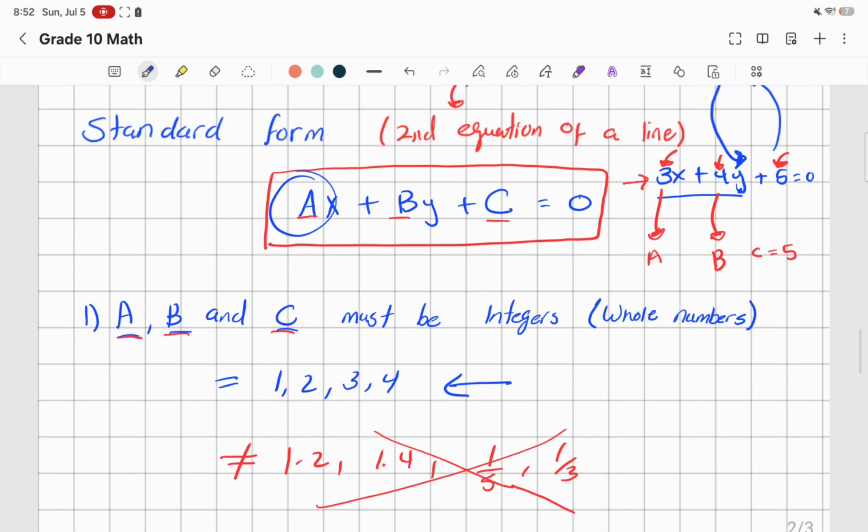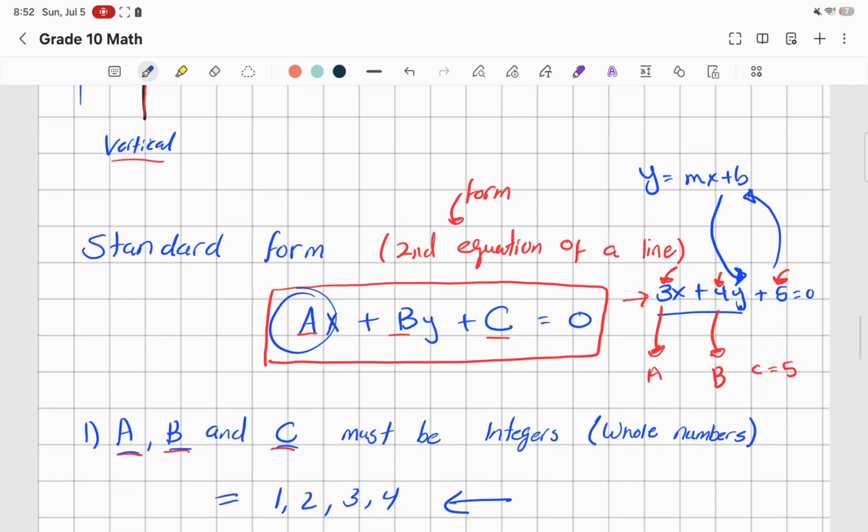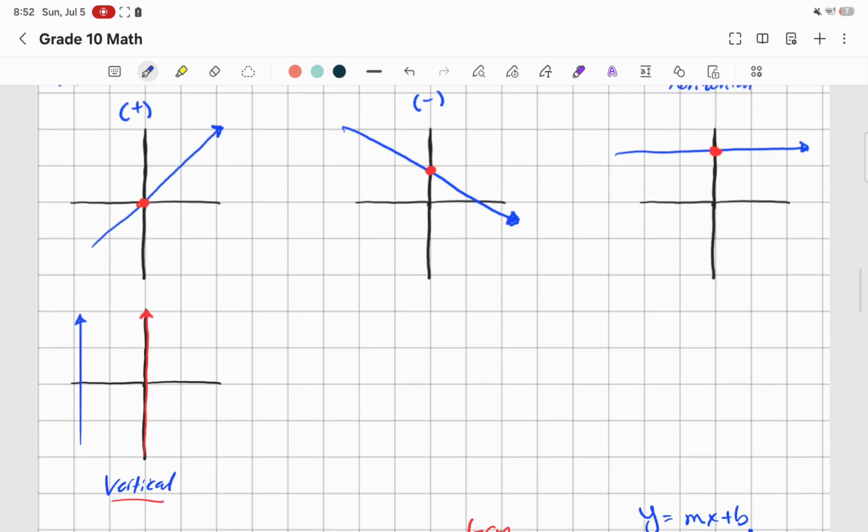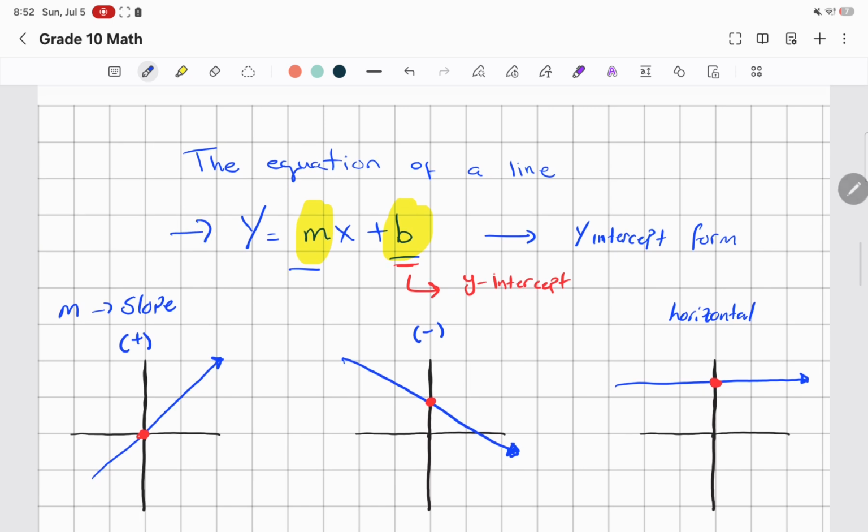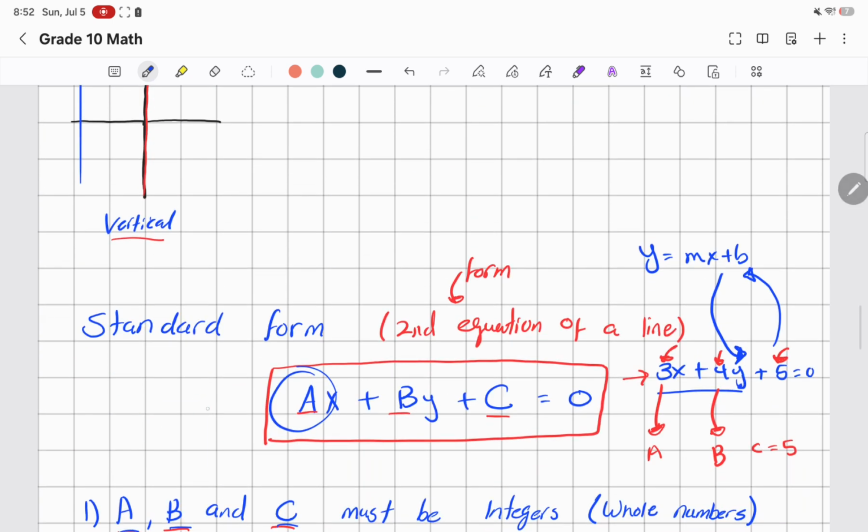So that's it for y equals mx plus b form and the standard form, the two forms of a line. See you in the next video.